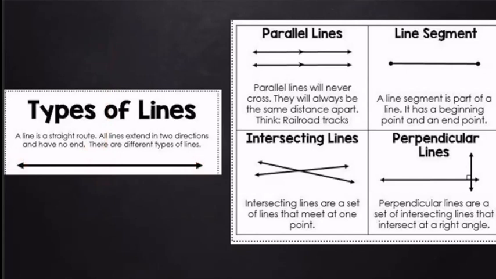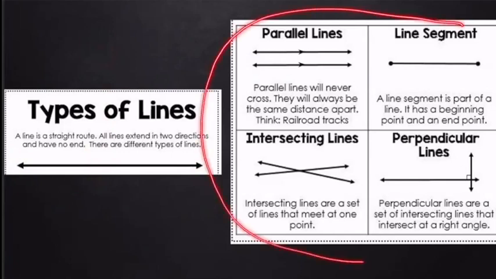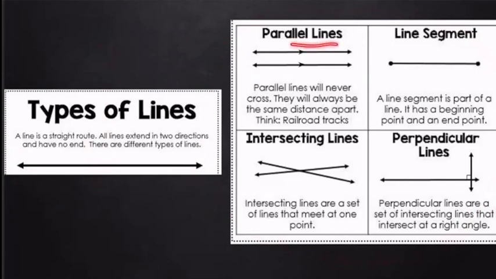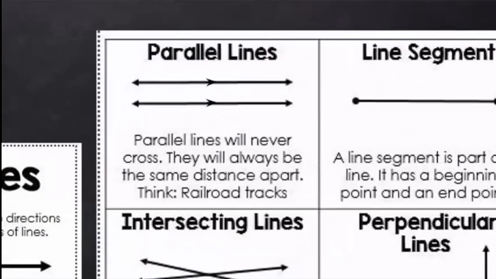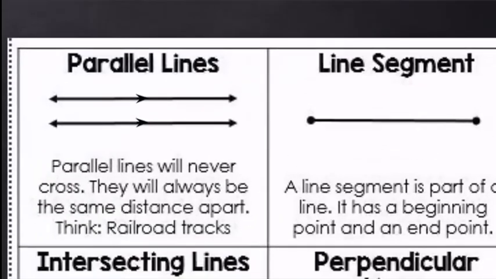And over here we have the 4 types of lines that we are looking at. The first one is called parallel lines. If you can see over here, parallel lines will never cross, they will never intersect, and they will always be the same distance apart. They're the same distance, that's why they will never meet.